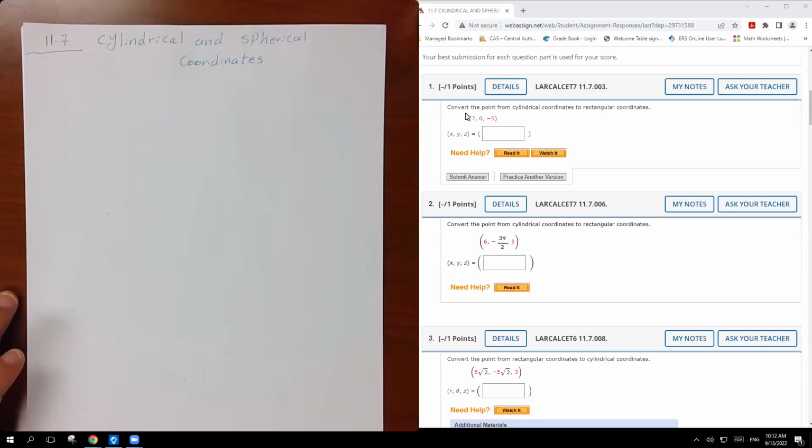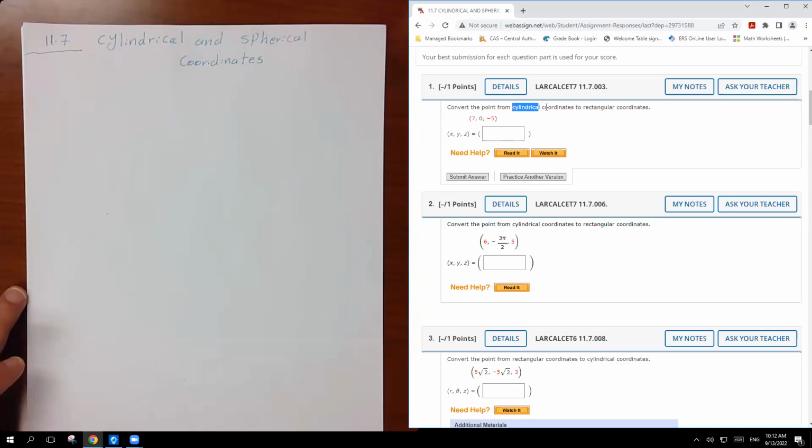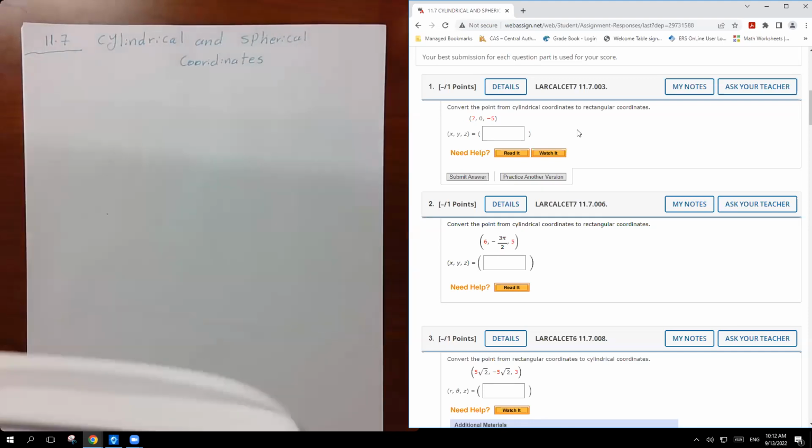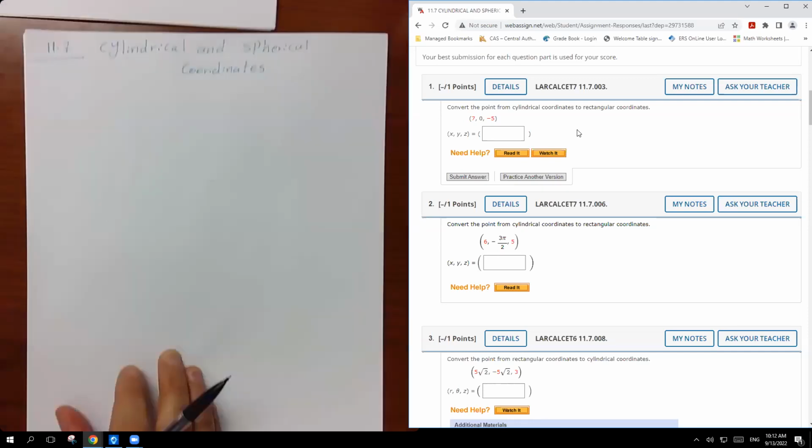So the first thing, they ask you to convert the point from cylindrical coordinates to rectangular coordinates. So they give you the cylindrical and they ask you to convert to rectangular coordinates. Convert the point from cylindrical. Yeah, so you see, I'm going to use exactly this formula from cylindrical to rectangular.